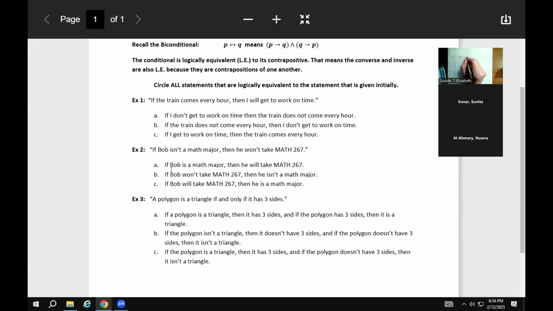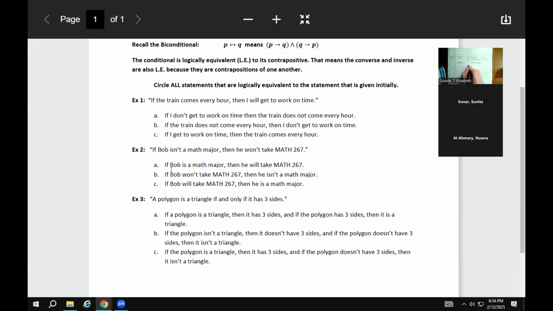For a polygon is a triangle, I use the letter P. Okay, P is a polygon is a triangle. I like it. Q, I said it has three sides. Okay, a polygon has 3 sides. We know what you're talking about. That's a very good key. So our original, like you said, is P if and only if Q. So it's a polygon is a triangle if and only if it has three sides.